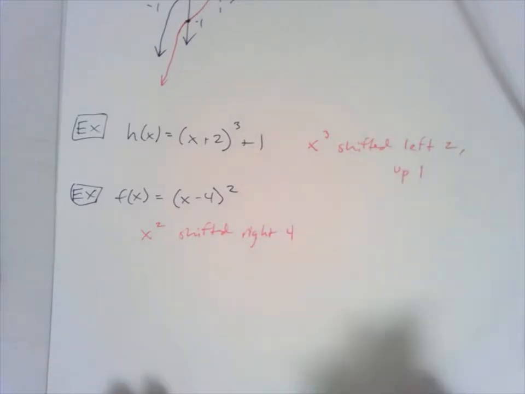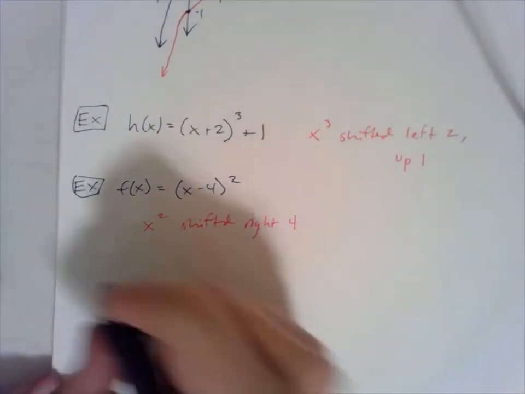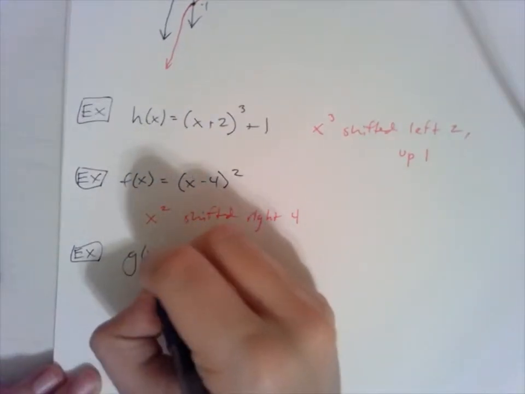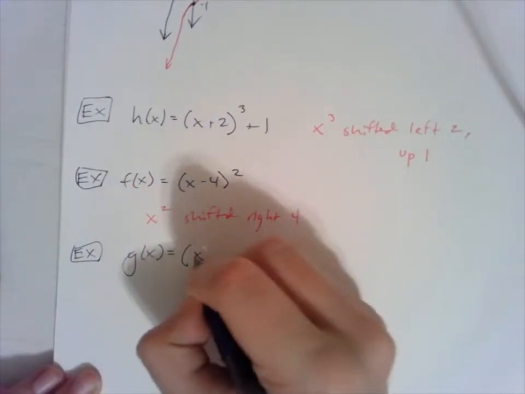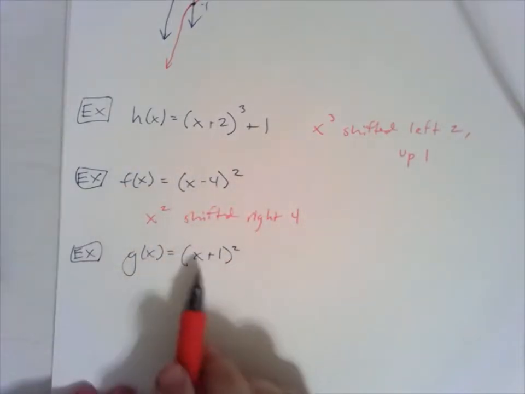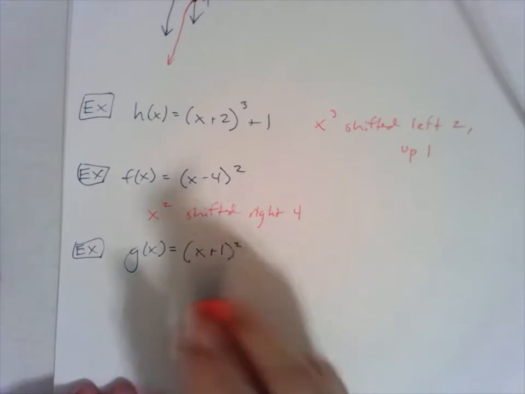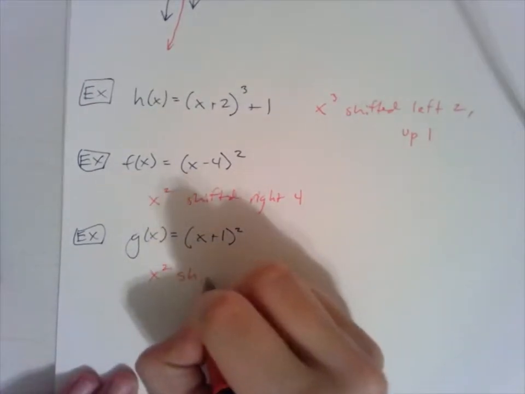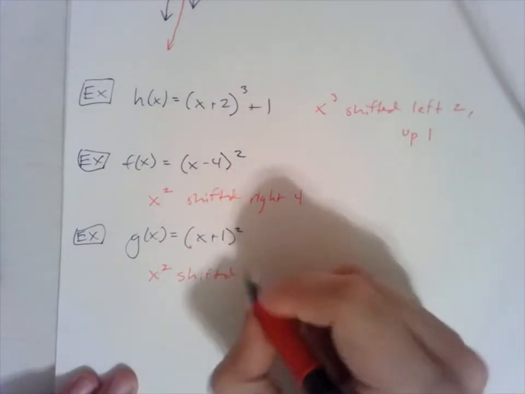If we had the function g of x equals (x plus 1) squared, well, check it out. We know we have our original parent function x squared, so this would be that parabola x squared shifted to the left this time 1.